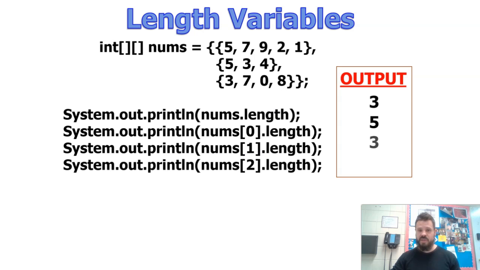Nums1.length will give me a 3 for the 3 elements in that second array. And nums2.length will give me a 4 for the 1, 2, 3, 4 elements in that fourth array. Again, when dealing with jagged 2D arrays, that is something you have to account for. Each row could potentially have a different length, and we'll show you how to deal with that as we get into traversing in a second here.